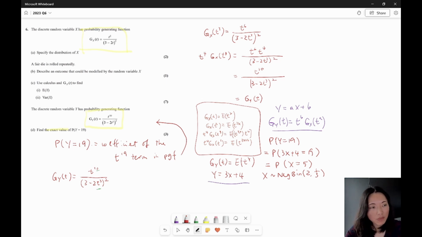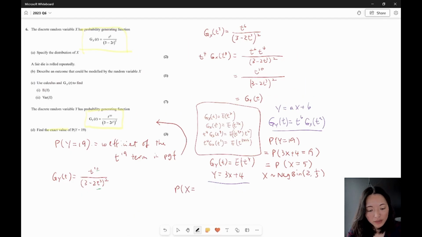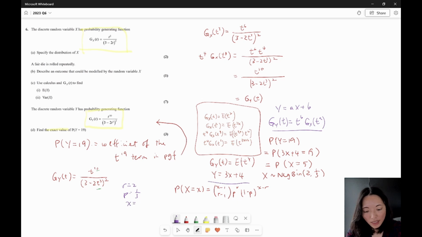Now, how do we work out this probability? Again, the formula booklet is our friend today. You may remember how to evaluate the probability of a negative binomial distribution, but if you don't, the answer is given in the formula booklet. For the negative binomial distribution, this expression is how we evaluate the probability of x equals small x. From the formula booklet, the probability of x equals small x is (x minus 1 choose r minus 1) p to the r times (1 minus p) to the x minus r. And here we know that r is 2, p is 1 over 3, and x here is 5.